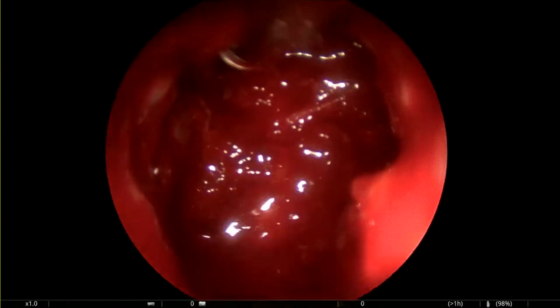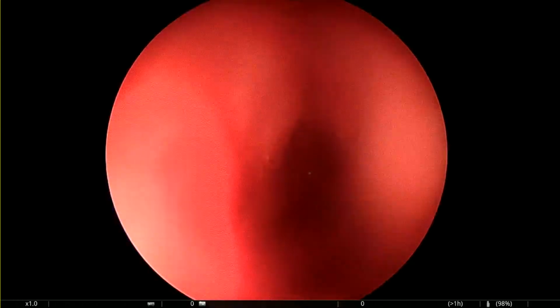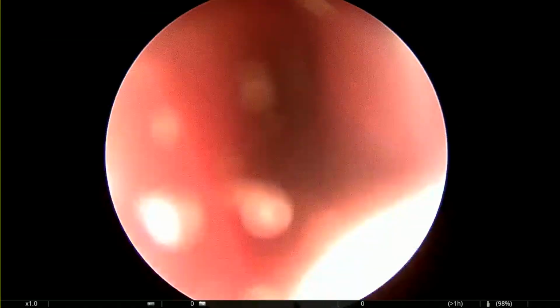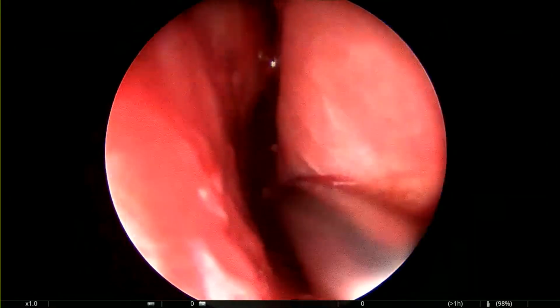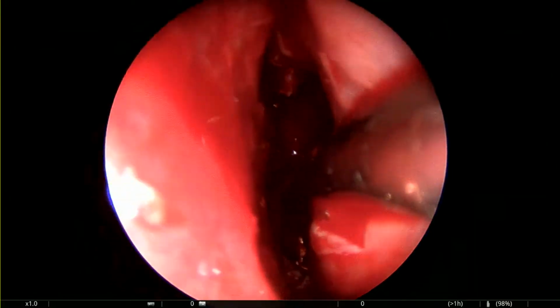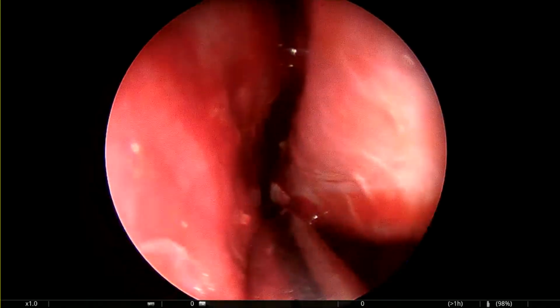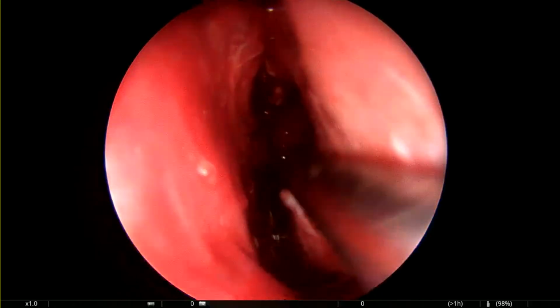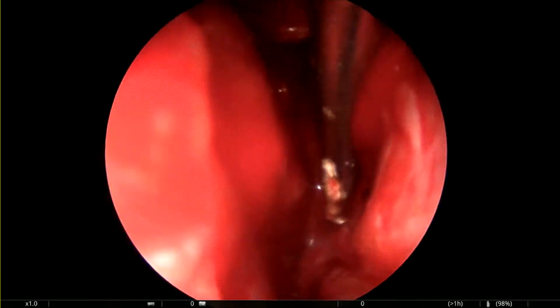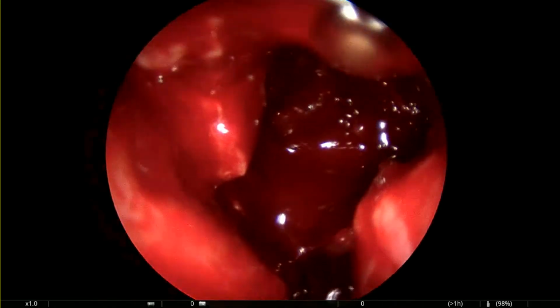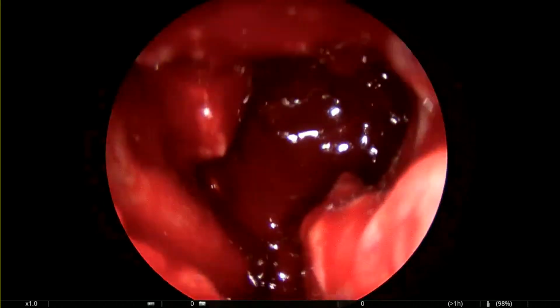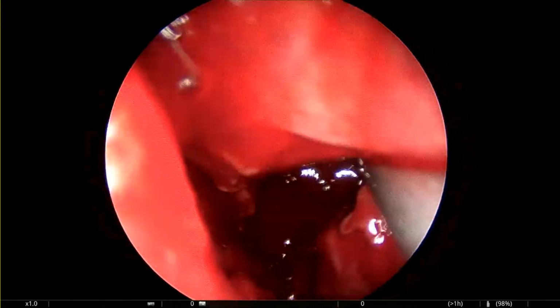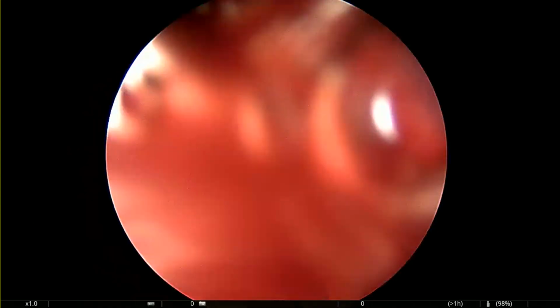Okay, good. It's good now. So the operation is finished. The inferior turbinate is placed normally in the nasal fossa. We have the inferior meatus here, the inferior antrostomy. Okay. And here, okay. So we put in place one Merocel for a few hours.